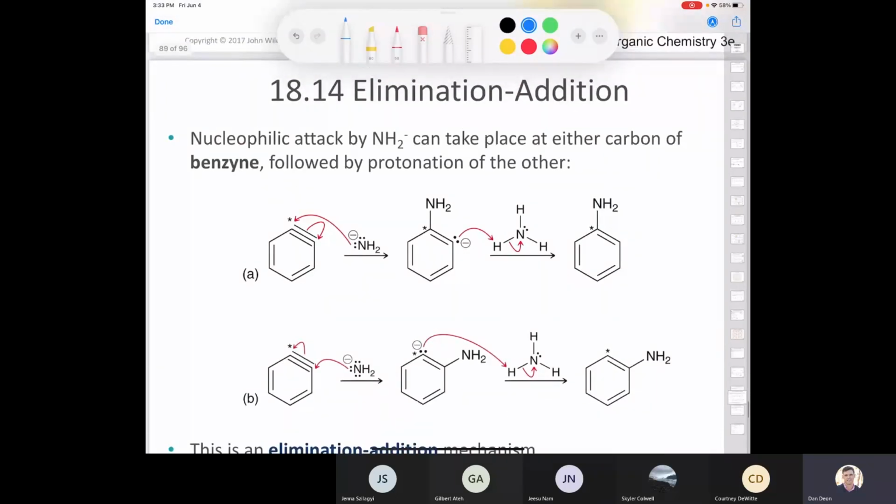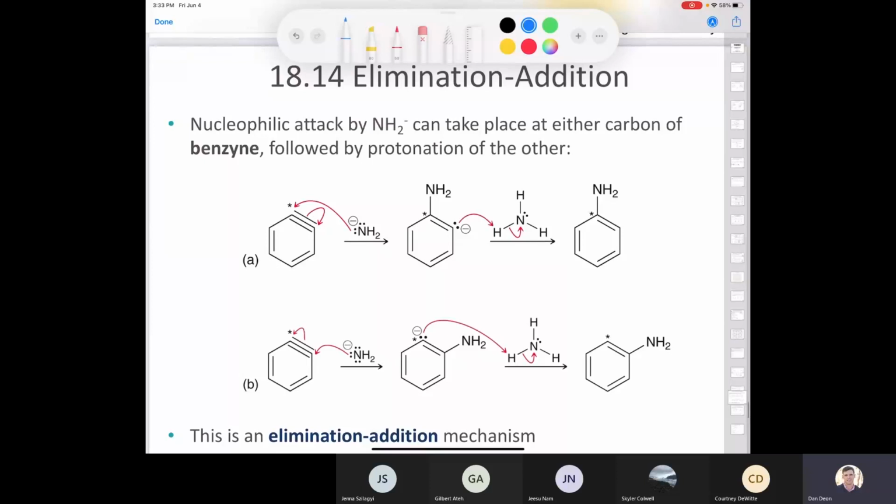Okay, so nucleophilic attack by the amide can take place at either carbon of the benzyne. So once you formed the benzyne after the elimination, that was the first part, to go from benzene to benzyne, that's the elimination, okay? That's the first part that we already looked at.